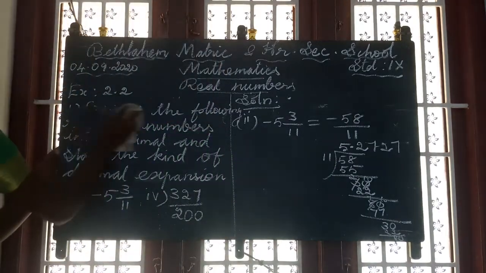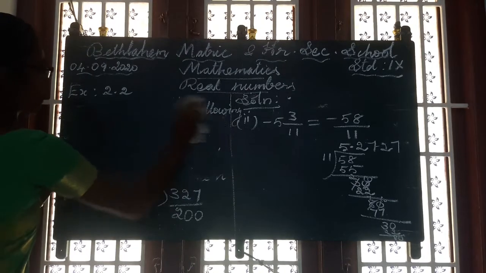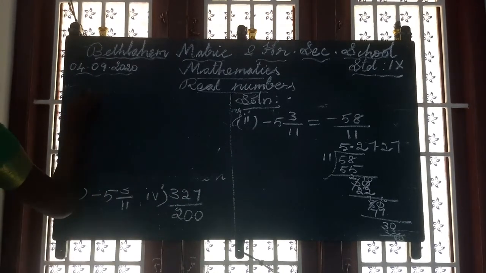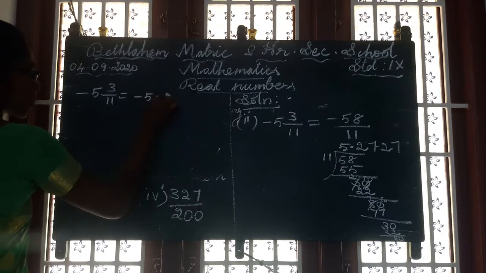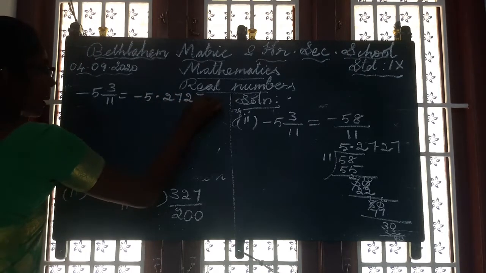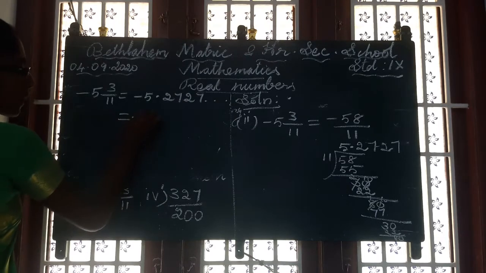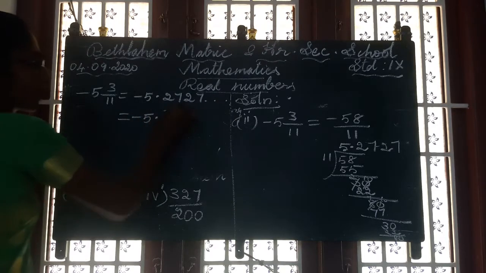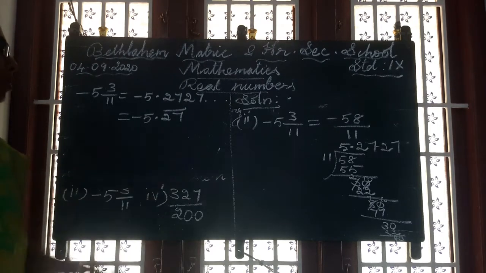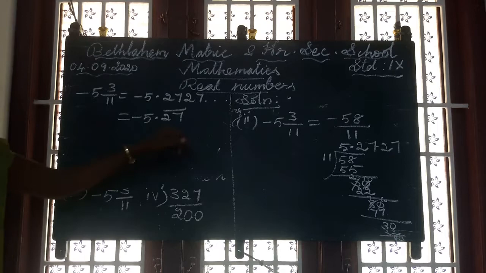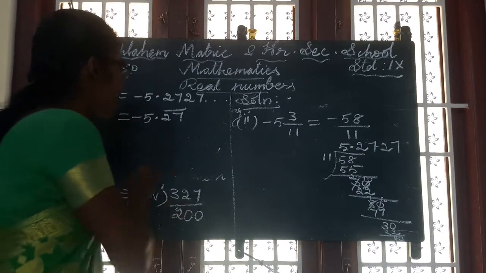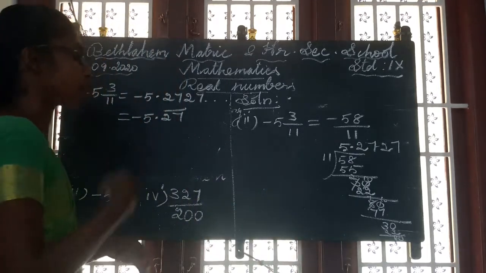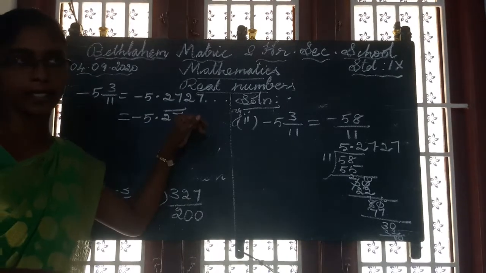Minus 5 3 by 11 is equal to minus 5.2727 etc. That is equal to minus 5.27 bar. Here 2 7 is repeating again and again. So the remainder is not getting 0. 2 7 like that, repeating again and again.